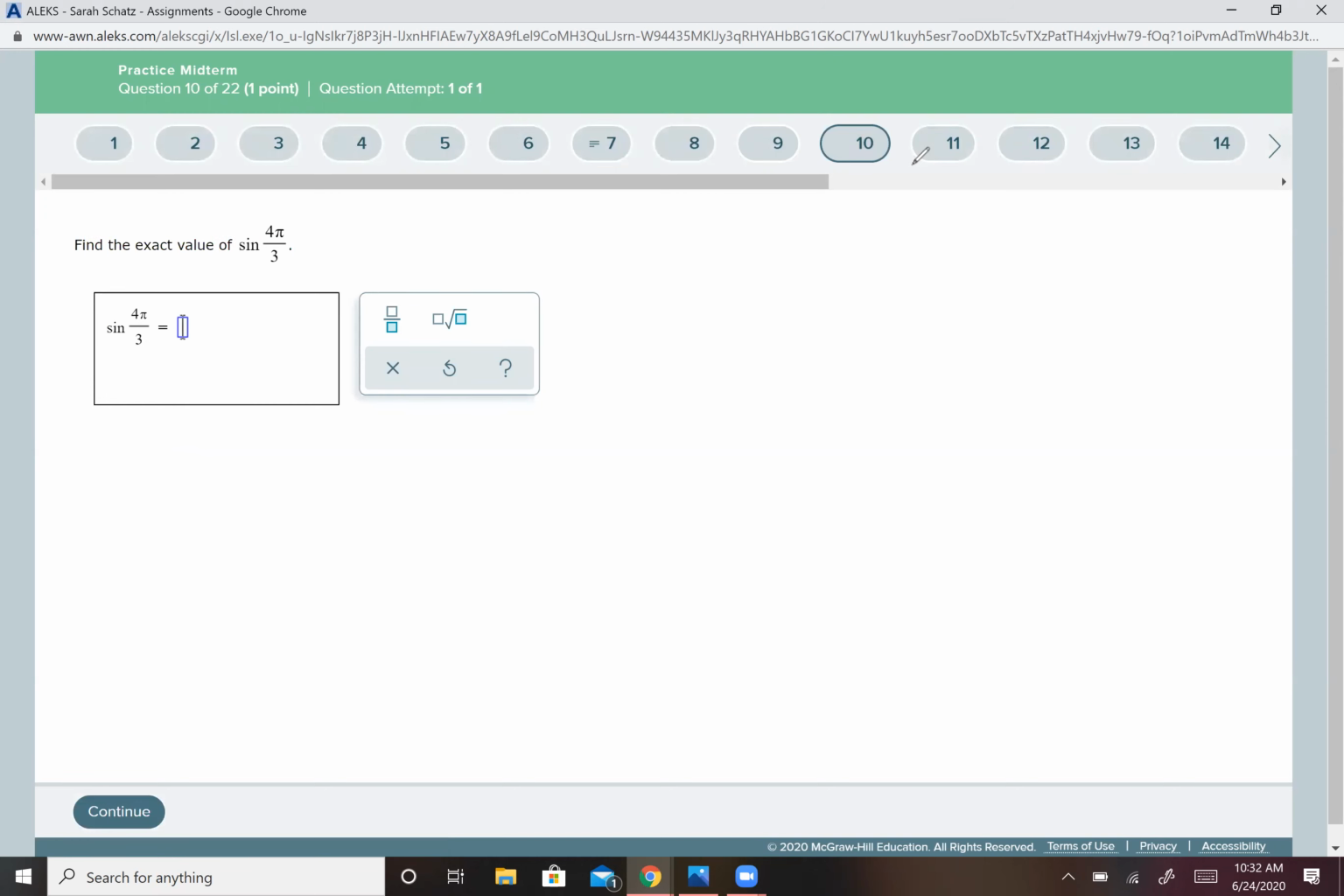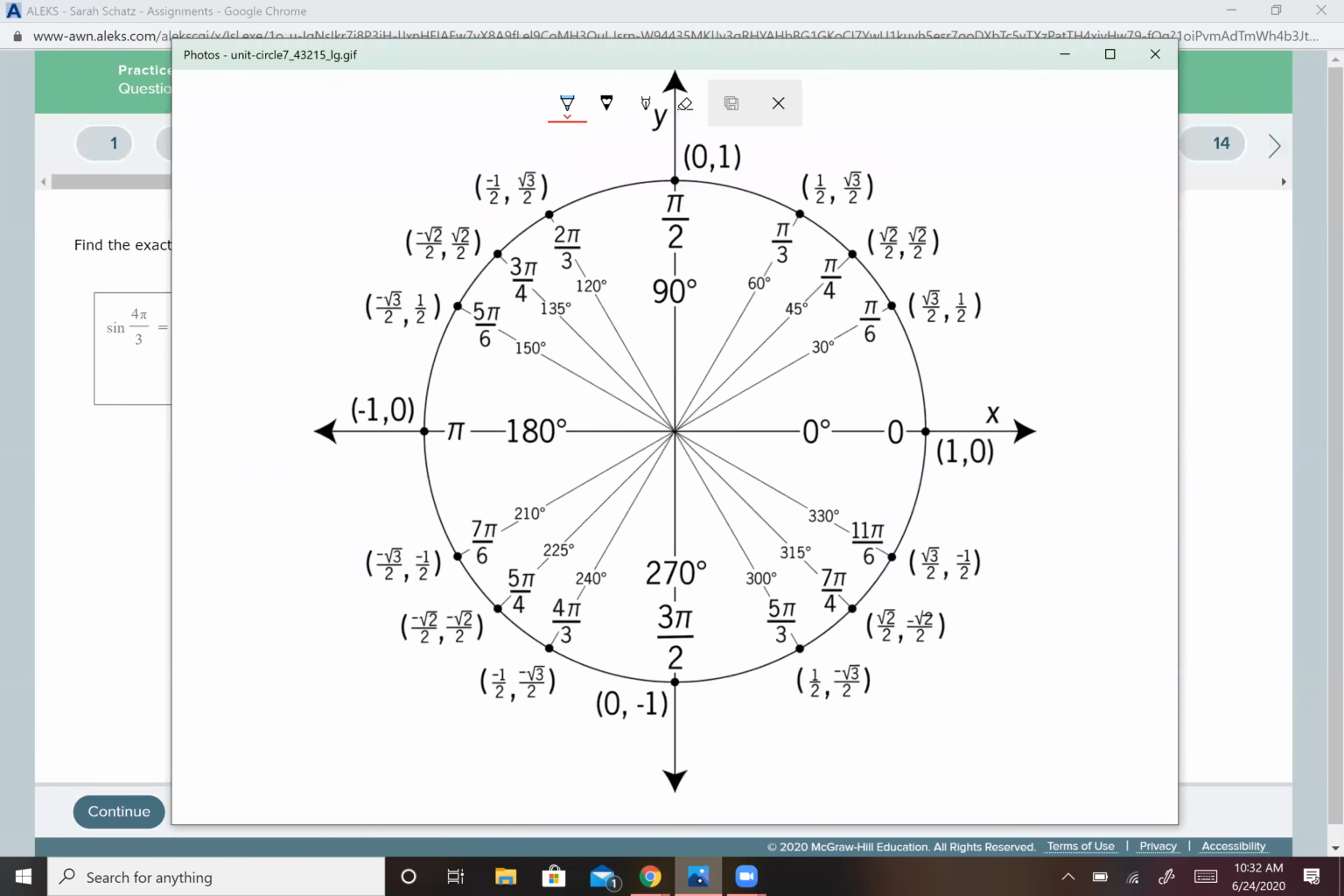All right, so you guys, this one is just looking at the unit circle. So here's my unit circle. It wants me to find the sine of 4 pi over 3. So all I have to do, guys, is find that angle on the unit circle. So I've got this one here.